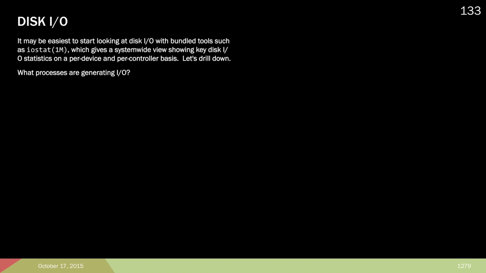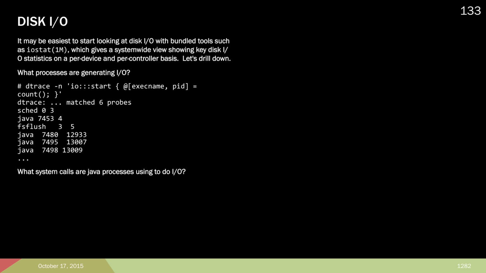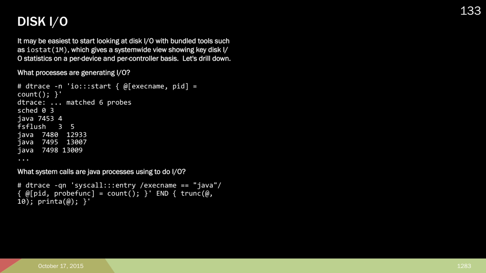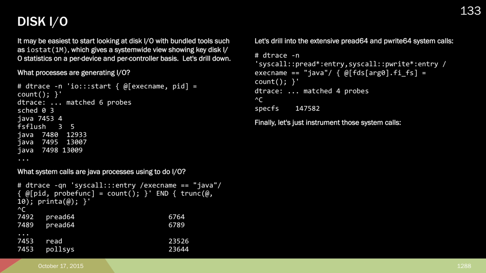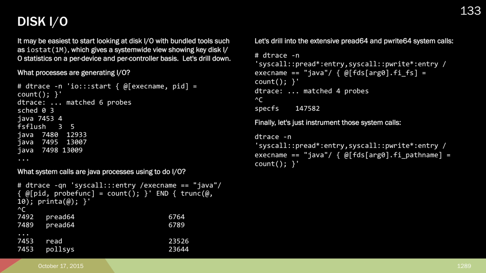Let's drill down. What processes are generating I/O? What system calls are Java processes using to do I/O? Let's drill into the extensive pread64, pwrite64 system calls. Finally, let's just instrument those system calls.